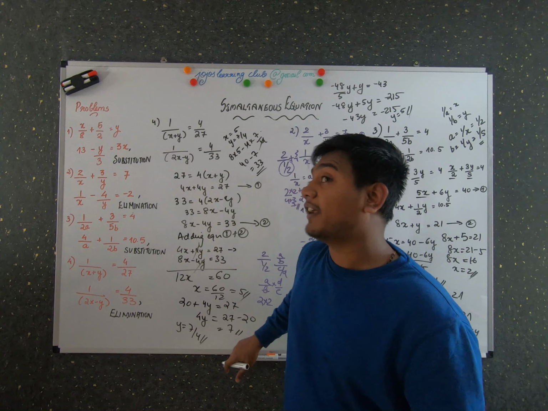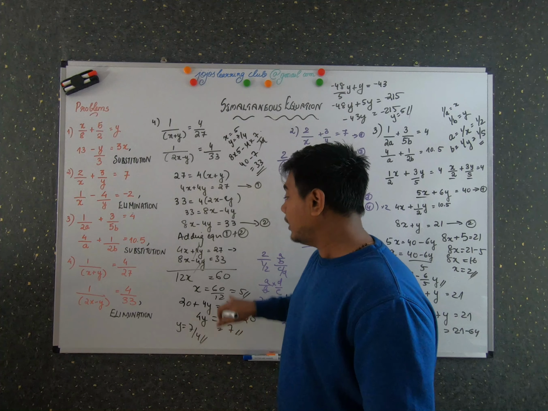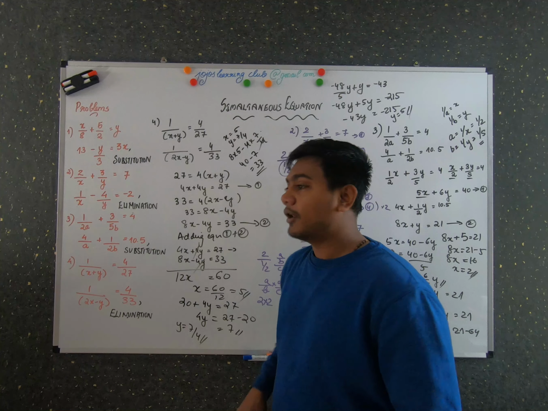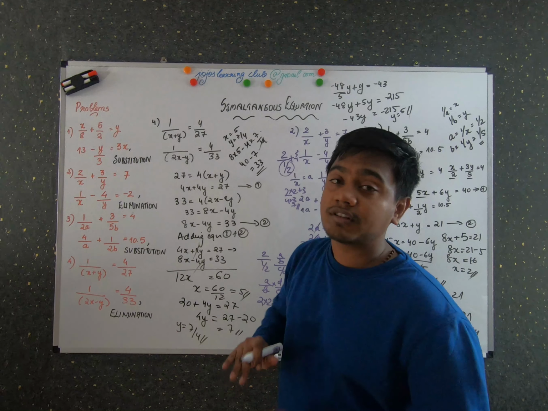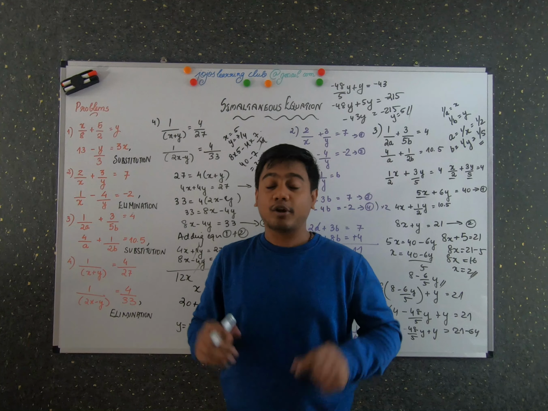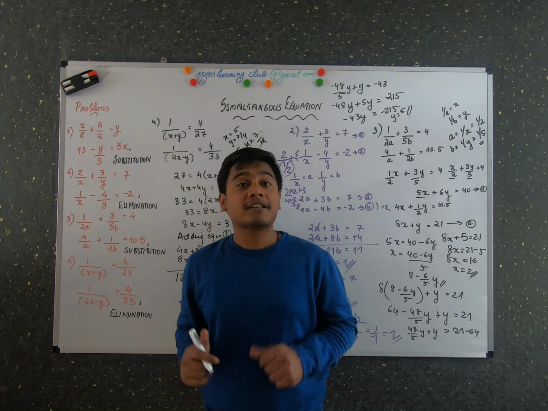I did a double check because I was not sure, since the value of x equal to 5 and the y value I got was 7 by 4. But once I checked it, it was correct. So this is how you solve simple simultaneous equations. I hope it's very clear.